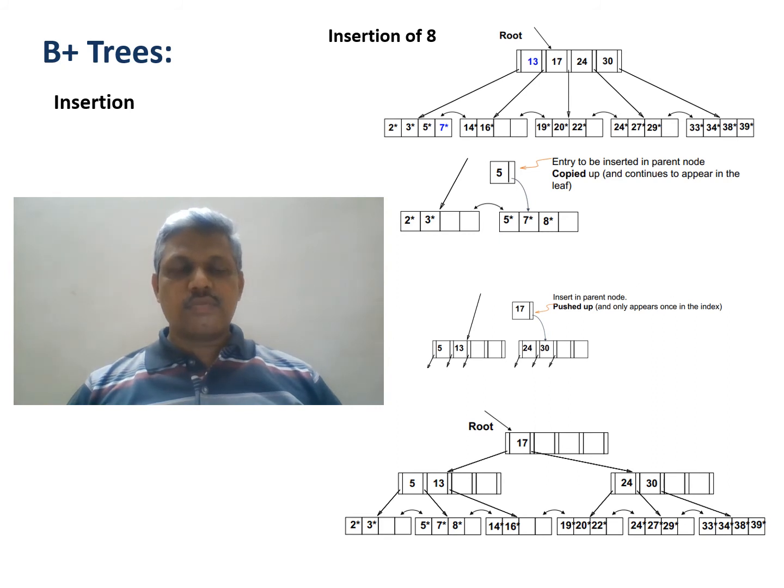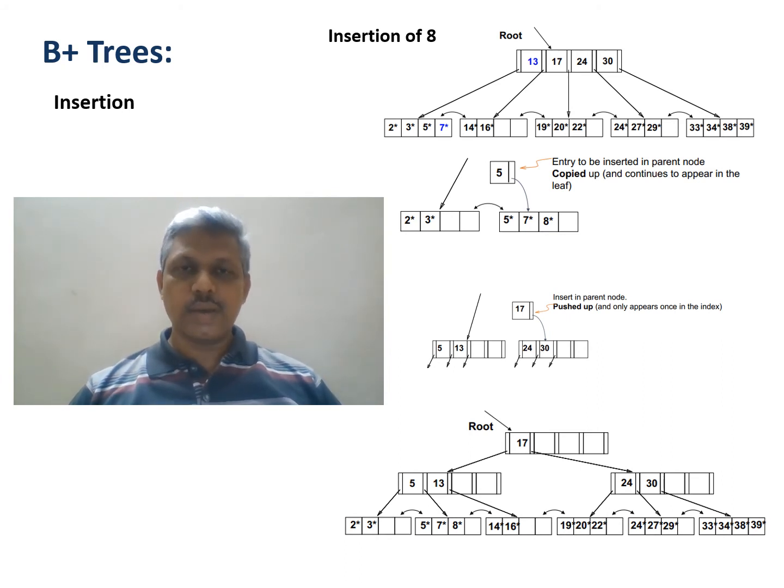And because of this, 5 and 13 is the second level node, and 24 and 30 come to the second level, and after that 2, 3 is the leftmost node in the leaf part, and 5, 7, 8 and the remaining nodes will be as they are. So because of the insertion of 8, since the size capacity is full, we have created a new node with new values. So this is how we can insert. This is one way of insertion. This is not the only way of insertion. This is one way of insertion of B+ trees.